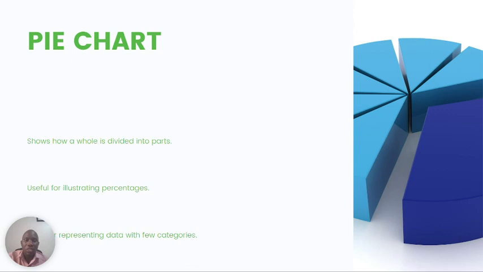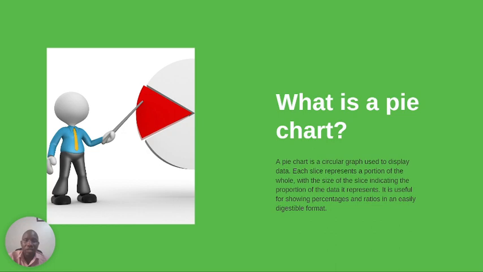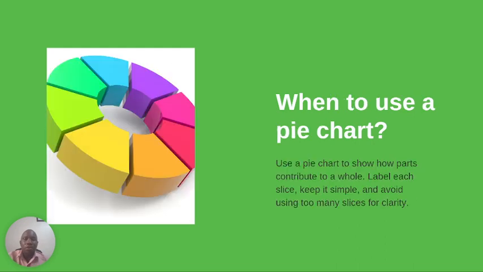The next one we are going to look at is what we call a pie chart. The pie chart is a circular graph used to display data. So in this case, you have the whole of the graph, which is usually represented by 360. And then each portion or each slice is just a portion of the whole, which is the 360. And then you get percentages and ratios for each respective slice.